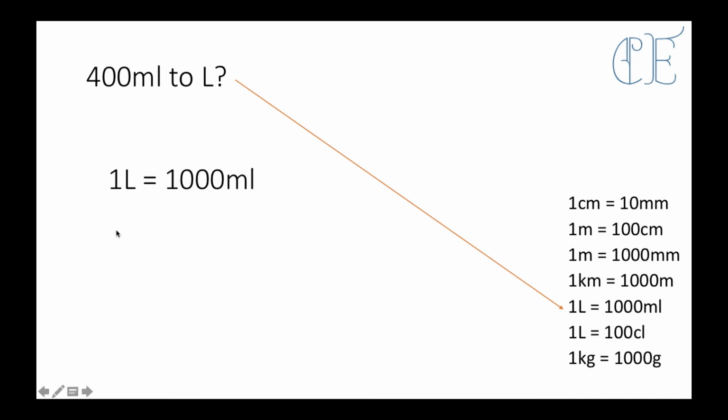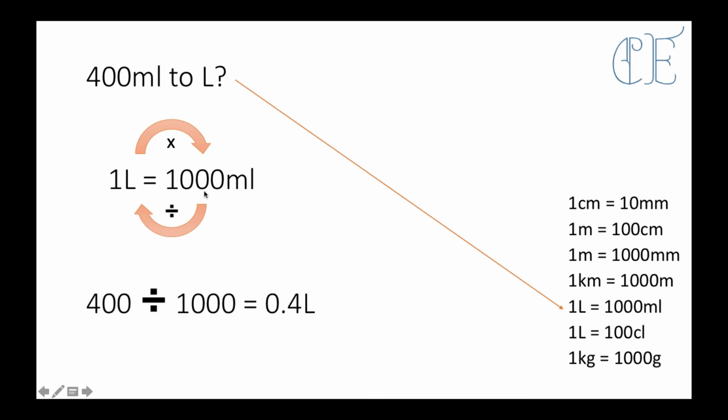If 1 litre is 1,000 ml, let's draw our arrows in. And I'm in ml here. If I'm in ml here, I need to divide to get to litres. Divide by 1,000. 400 divided by 1,000 is 0.4 litres.